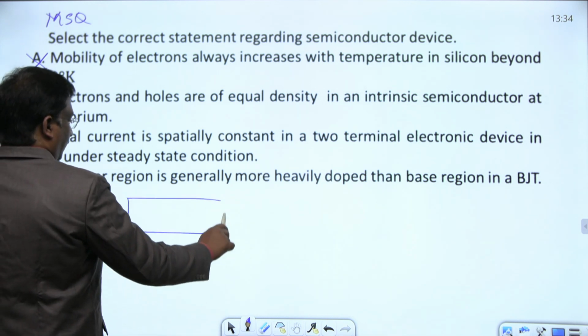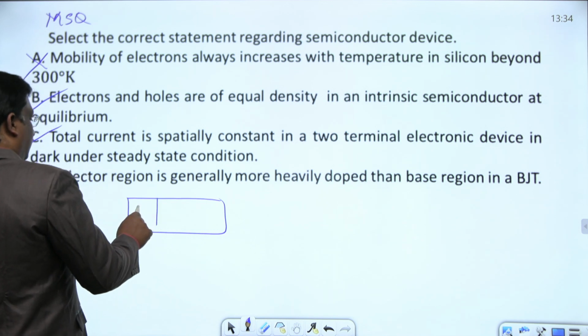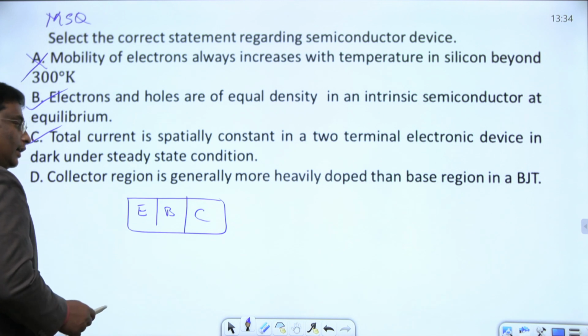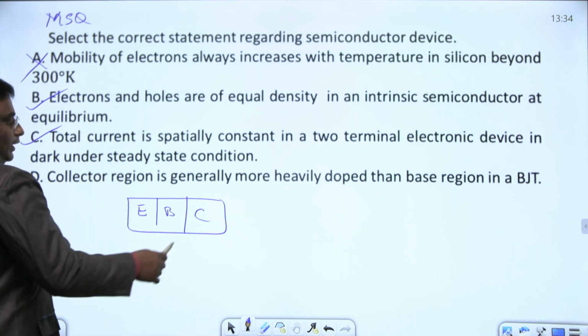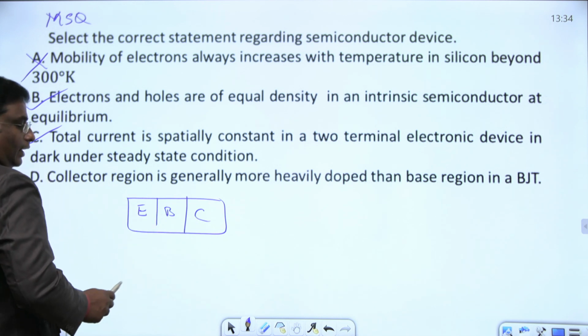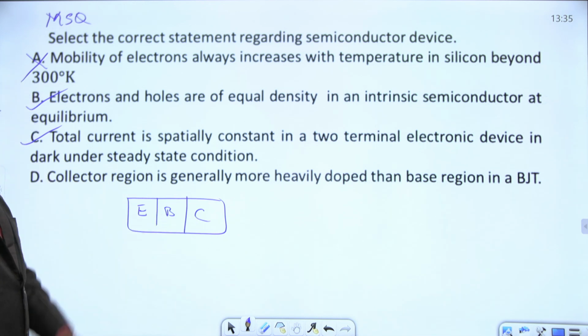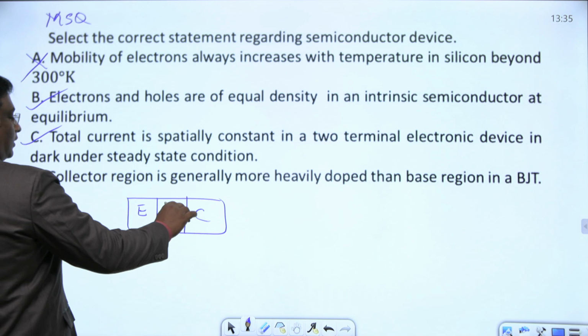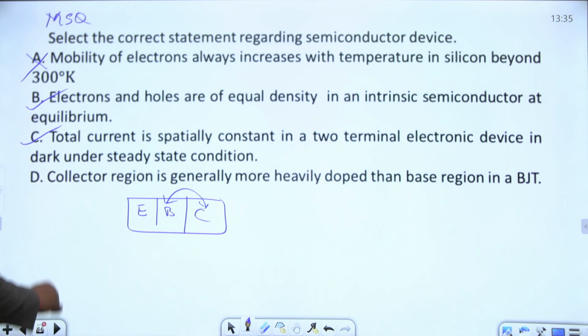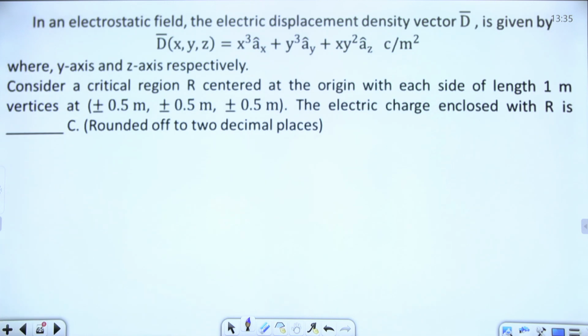This is also correct. Here this is emitter, base, collector. Basically the emitter is heavily doped, and the collector is doped more compared to the base. They asked about these two only. Collector is more doped compared to base. This is also correct. So B, C, D all are correct here for this one.